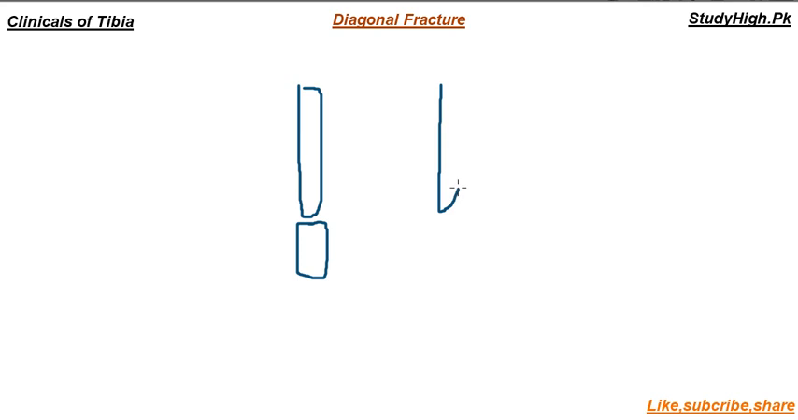Now we will discuss the diagonal fracture of the tibia. As you know, for the tibial bone, the commonest site of fracture is the middle one third, and the junction of the middle one third and inferior one third of the tibia. What happens during some sport activities? There may be a diagonal or spiral fracture of the tibia. As a result, what will happen? Along with the tibia, there is also a fracture of the fibula bone.